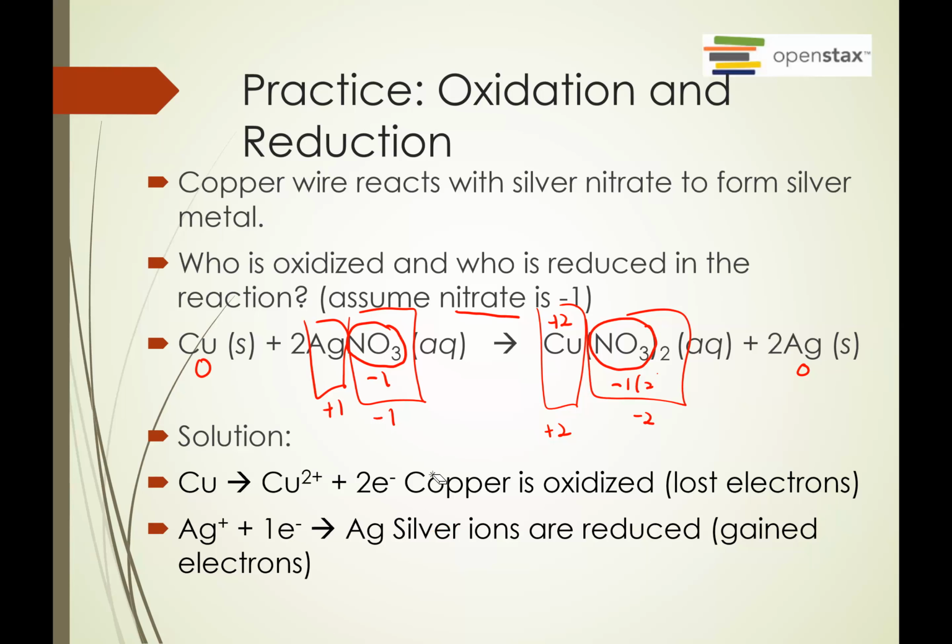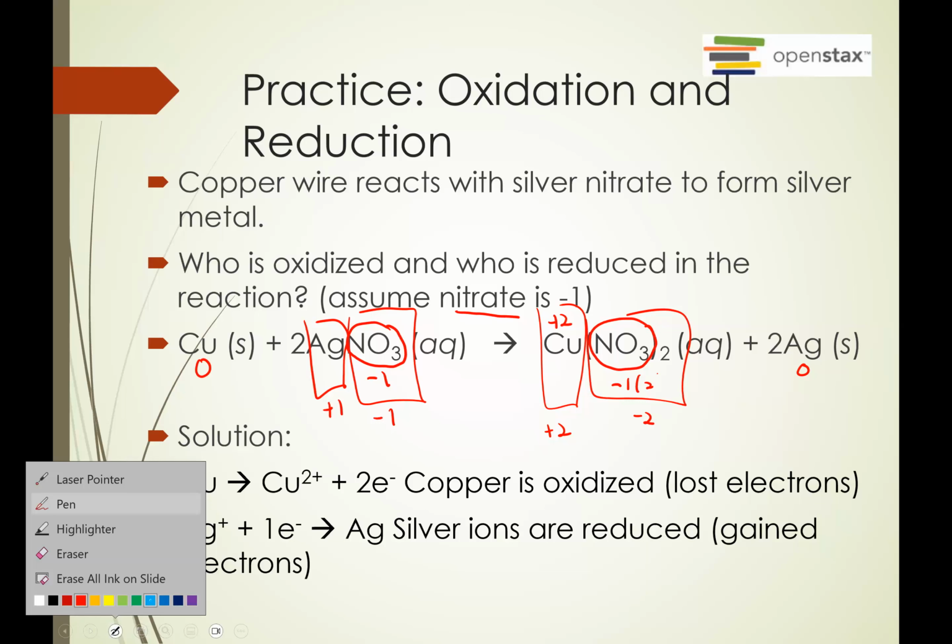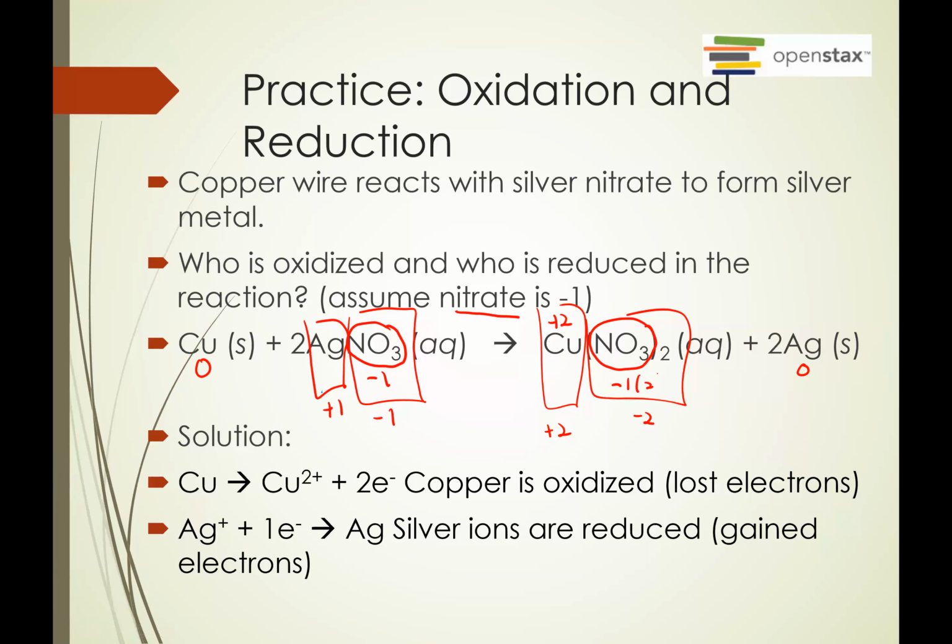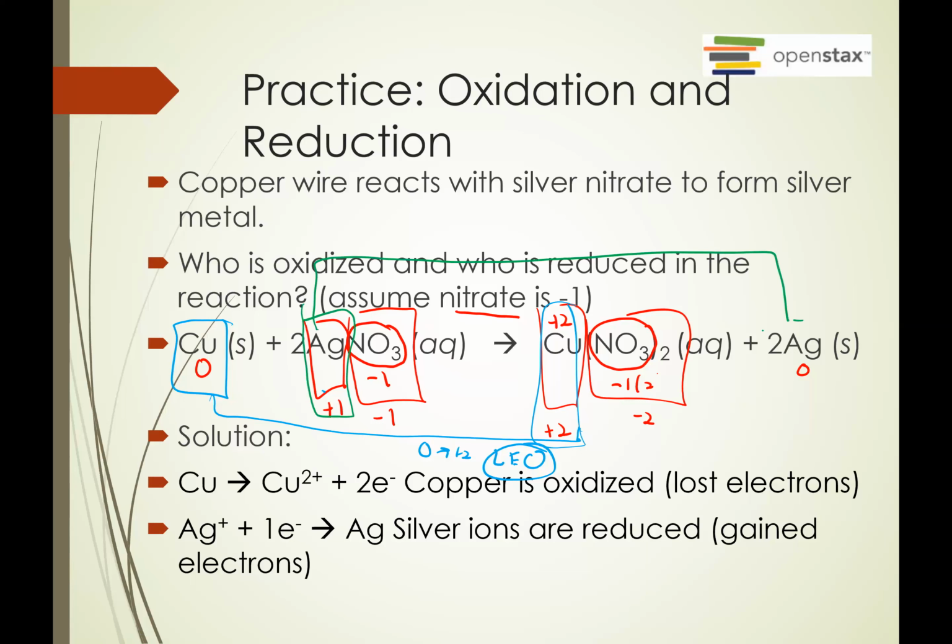Then we need to decide which one is which. So if we look at silver, well, let's do copper first. Copper went from a 0 to a +2. So 0 to a +2, it lost electrons, so it's oxidized. If we look at silver, silver went from a +1 to a 0, so it became more negative, so it gained electrons and is therefore reduced.